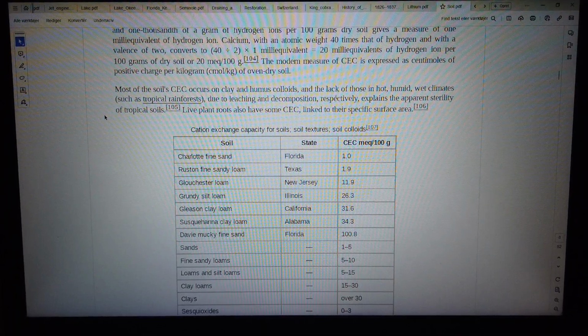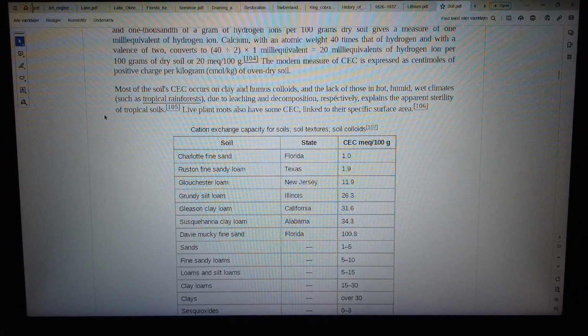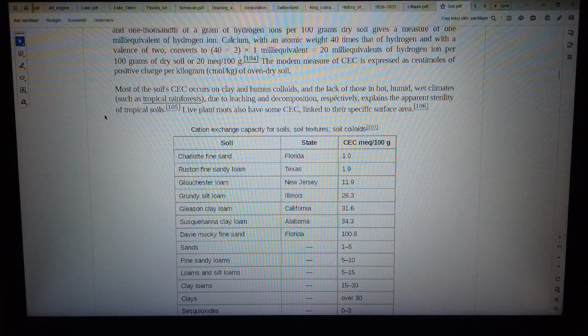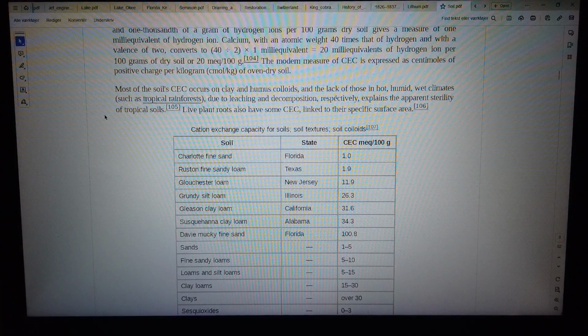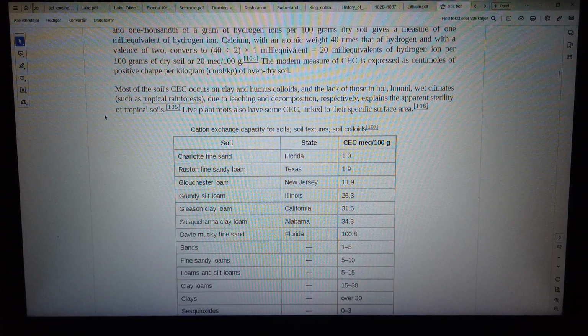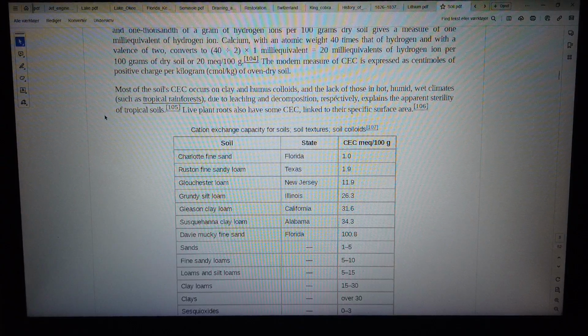104. The modern measure of CEC is expressed as centimoles of positive charge per kilogram, cmol/kg, of oven dry soil. Most of the soil's CEC occurs on clay and humus colloids, and the lack of those in hot, humid, wet climates, such as tropical rainforests, due to leaching and decomposition respectively, explains the apparent sterility of tropical soils. 105. Live plant roots also have some CEC, linked to their specific surface area.